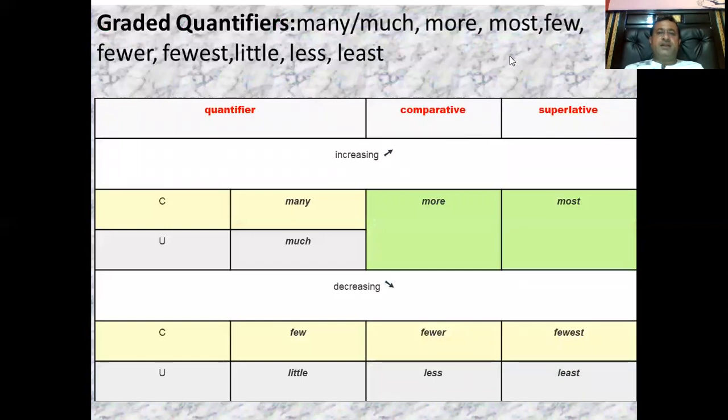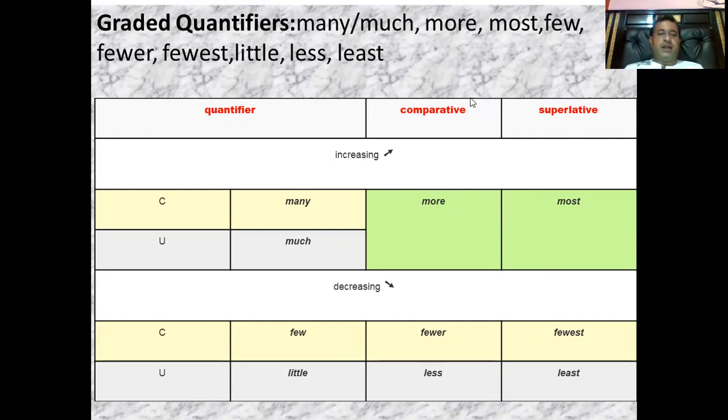Then we have graded quantifiers: many, much, more, most, few, fewer, fewest, little, less, least. All these are the graded quantifiers. So we can use them in a positive, comparative, and superlative way. When something is increasing or decreasing, you can see it from the chart given below.